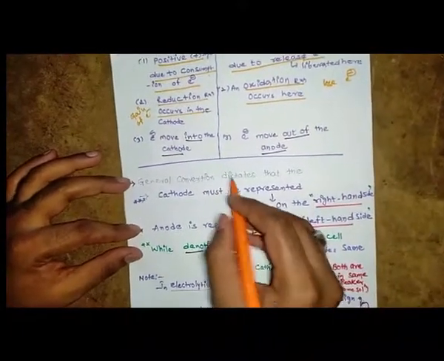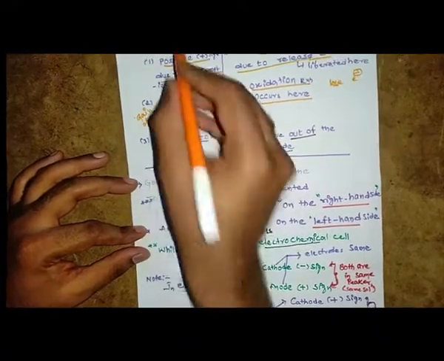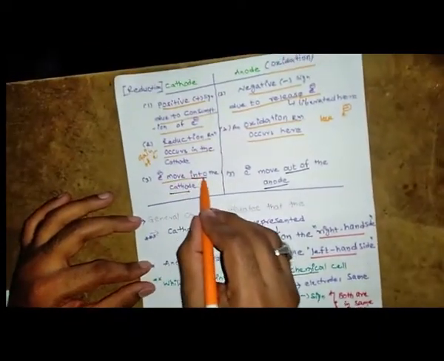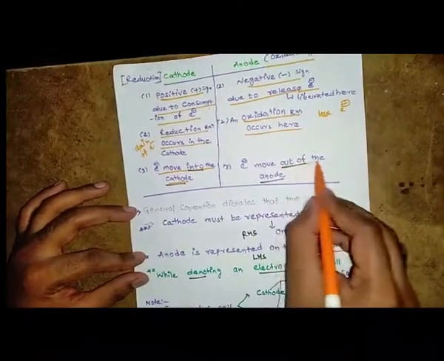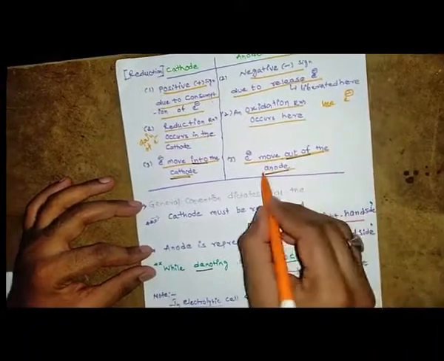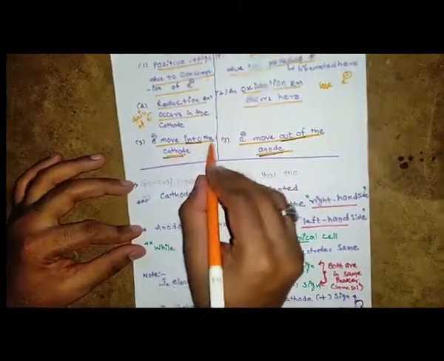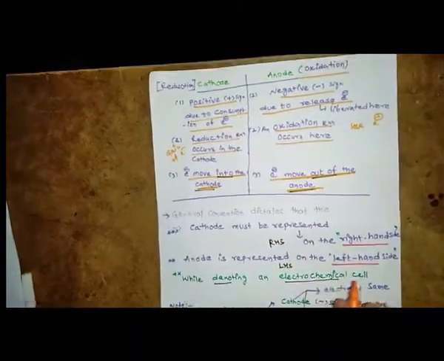Right, now the electrons move into the cathode. Here the electrons move out of the anode. Electrons move into the cathode and out of the anode. So these are the points to remember. So I go to the next level.